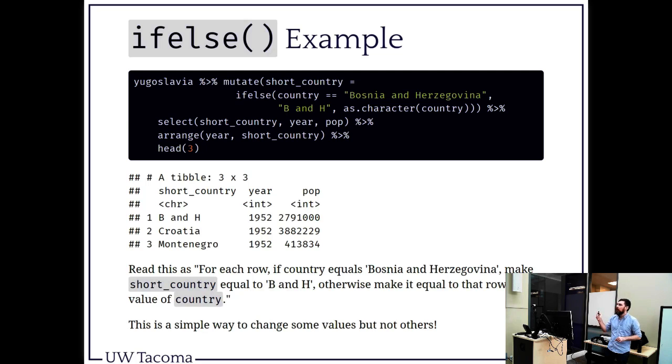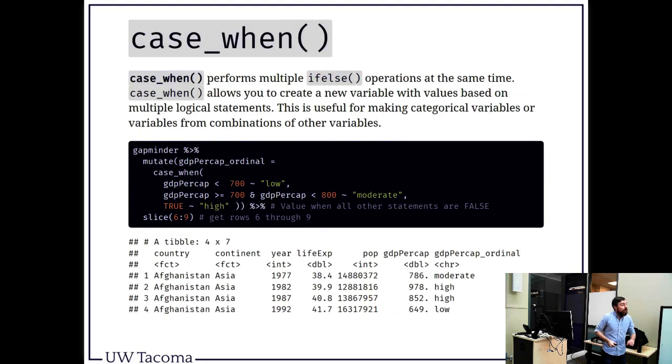Okay. Cool. So, let's say you want to do a bunch of if-else statements at the same time, and you don't want to write if-else, if-else, if-else inside of each other, which is how you used to have to do it. There's a function in dplyr, my favorite dplyr function, called case_when. What case_when does is it will perform multiple sequential if-else operations at the same time. This will allow you to create a new variable with values based on a bunch of different logical statements. This is really useful for creating categorical or ordinal variables, or variables that are made up of a combination of other variables.